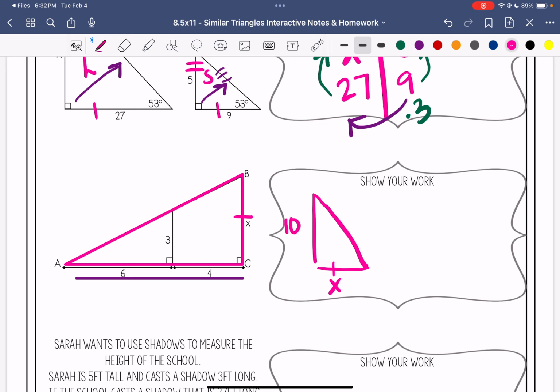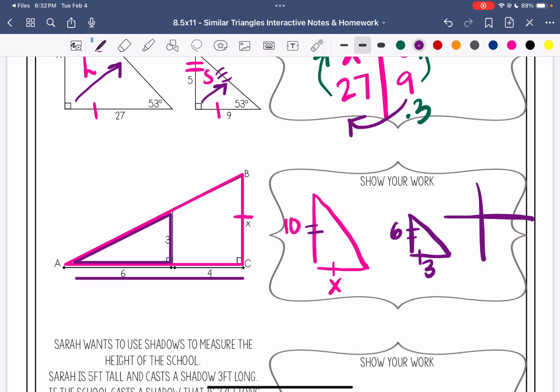Okay, now you're going to draw your small triangle. So I always recommend to separate it. There's a small triangle inside the large triangle. So the bottom or the base of my small triangle is 3. And then the height or the left side of my small triangle is 6. So 10 corresponds to 6, and x corresponds to 3.